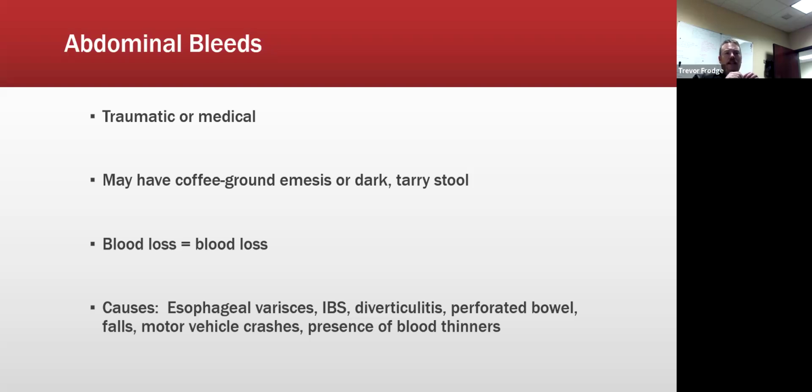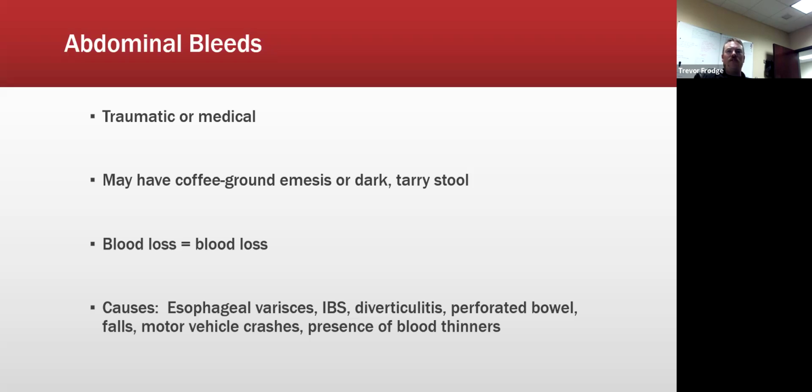A bleed is a bleed. Blood loss is blood loss. We don't care if it came from being shot 3 times or if it comes from esophageal varices. Blood loss is blood loss. Your patients with an abdominal bleed may have coffee ground emesis. They may have dark tarry stool, and oftentimes will present with those. But sometimes your patient doesn't know. Sometimes your patient's embarrassed. Sometimes your patient doesn't want to talk about it. So sometimes they're also just altered. So the absence of coffee ground emesis or the absence of dark tarry stool does not mean that they don't have an abdominal bleed.